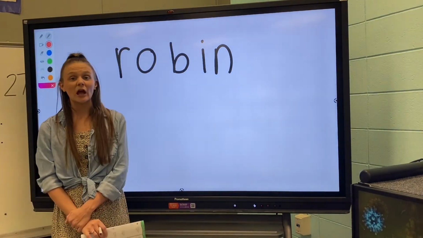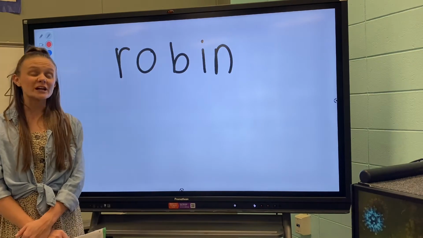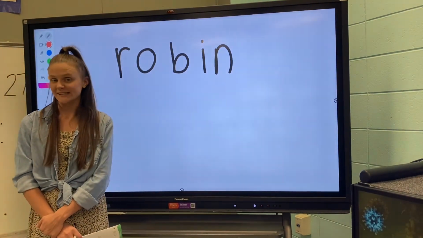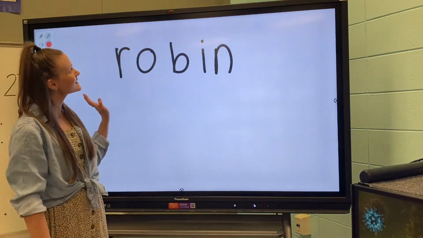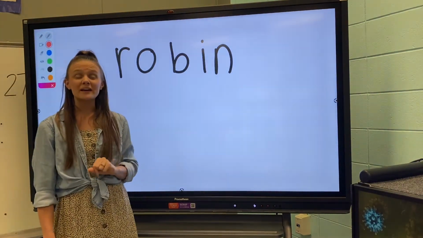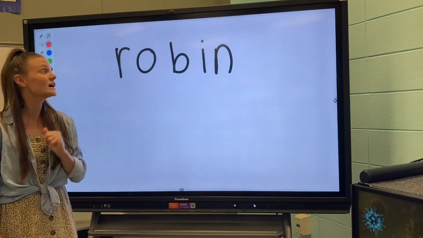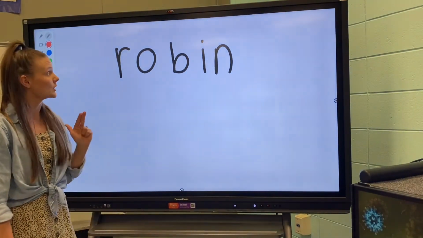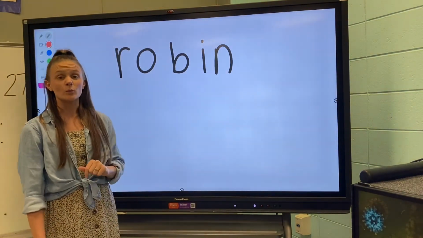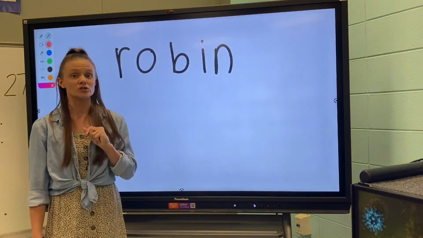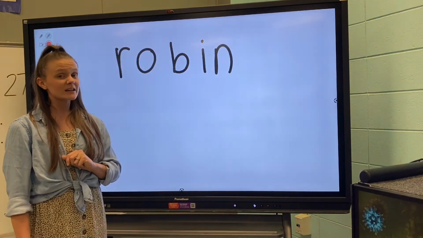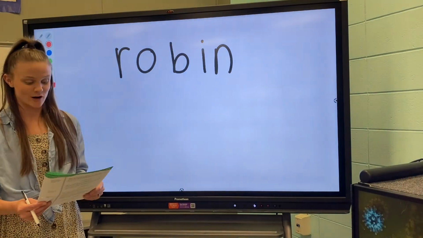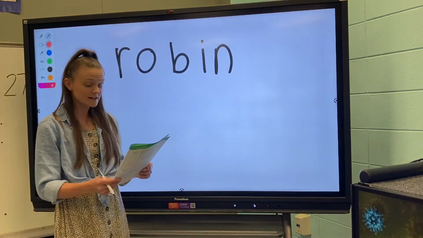All right, friends, so I have written a word up here on the board, and I need your help to code this word. We're going to be working on a spelling rule that we learned previously, but it's been a while, so I want to see if you remember it. When I look at this word, the first thing I need to do is pick out my obvious coding. Do you guys see any obvious coding? Suffixes, digraphs, falsy R's, any of those things that we just know how to spot from the start? Do you see anything? No, there is no obvious coding in this word. So we are going to move on to our next step.